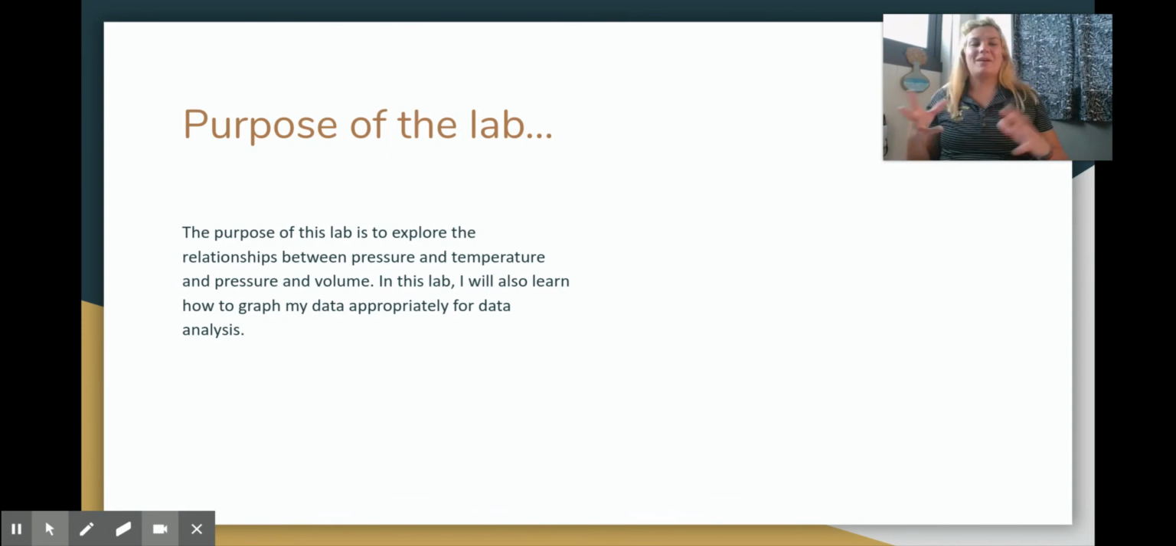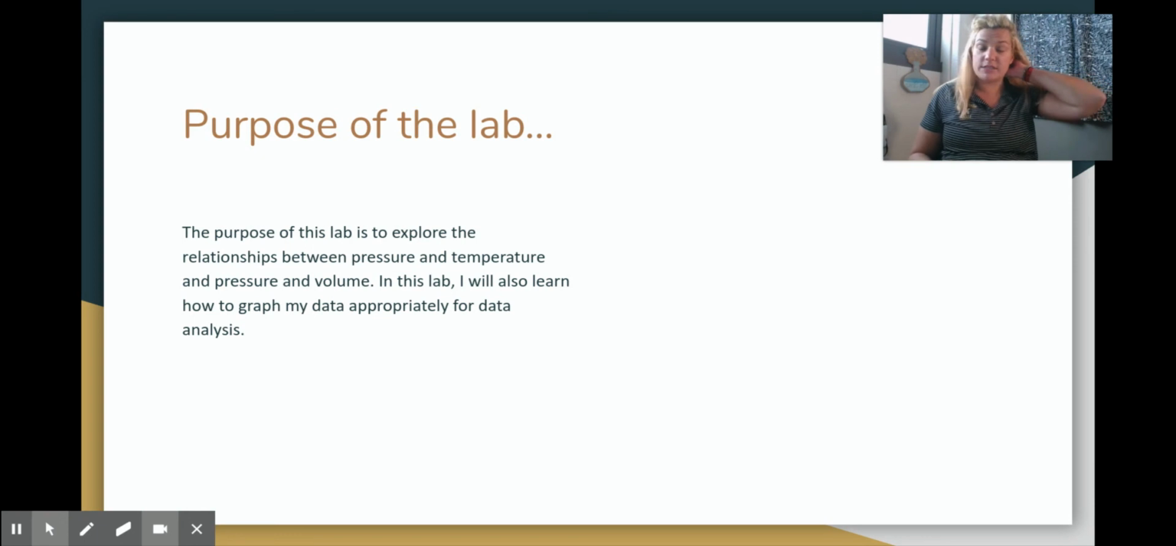But I broke it down because the way that the lab is set up is a little confusing. So I broke it down to make it easier for you to understand. The purpose of this lab is to explore the relationships between pressure and temperature and pressure and volume. So we're looking specifically at Charles' law and Boyle's law. In this lab, I will also learn how to graph my data appropriately for data analysis.